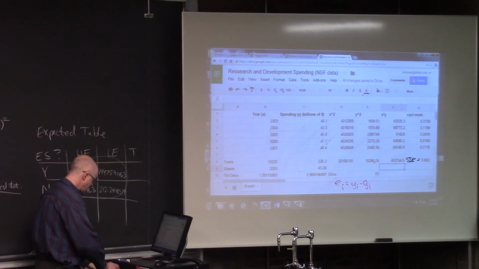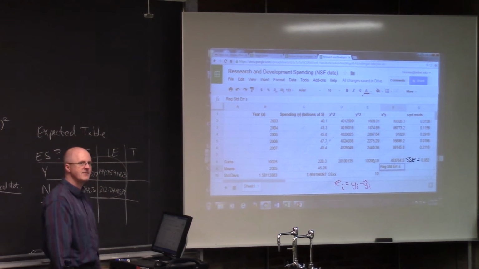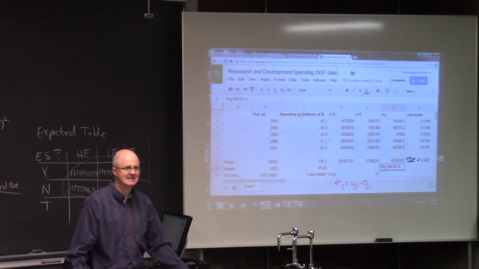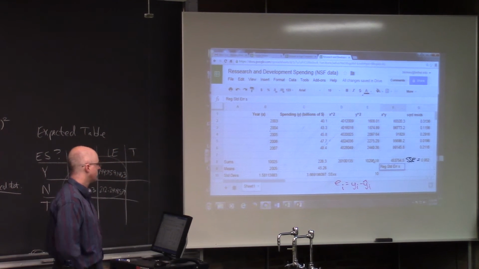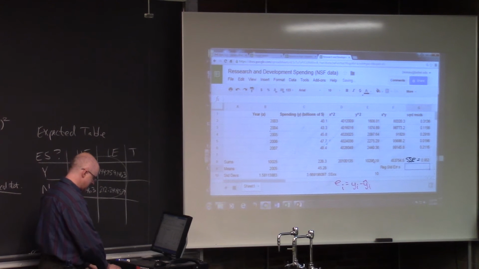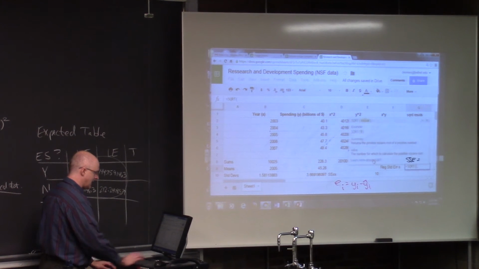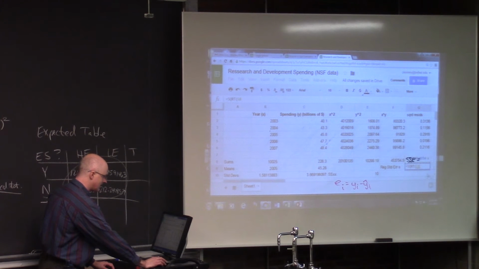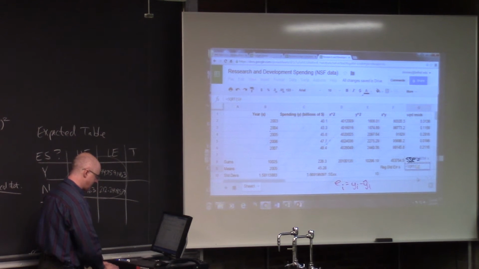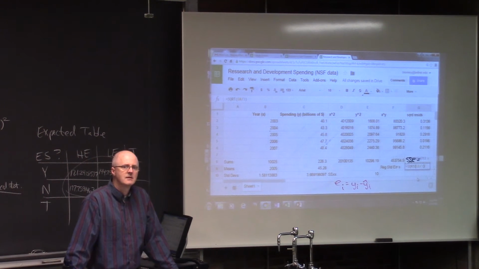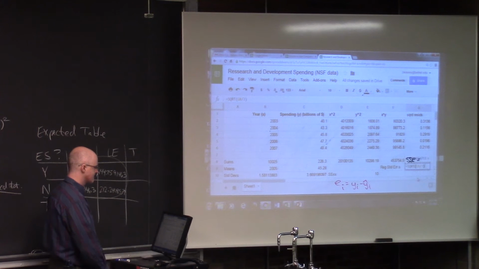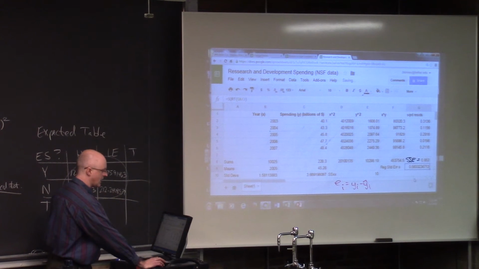The regression standard error, S, don't get that confused with the standard deviation. It's not the exact same idea. It's related. It's not the exact same idea, even though we're using the same symbol. The regression standard error, S, is square root of SSE divided by n minus 2, which is 3. There's the regression standard error, 0.563.